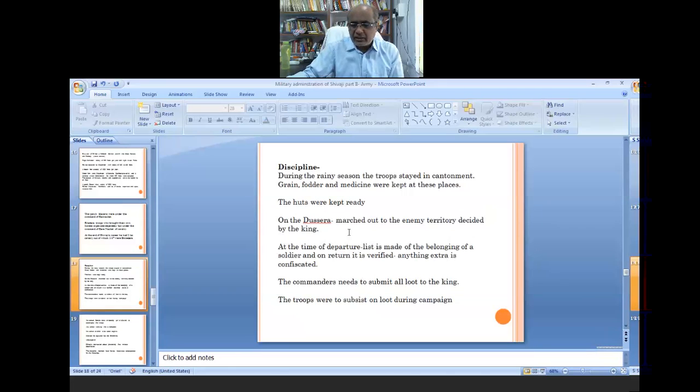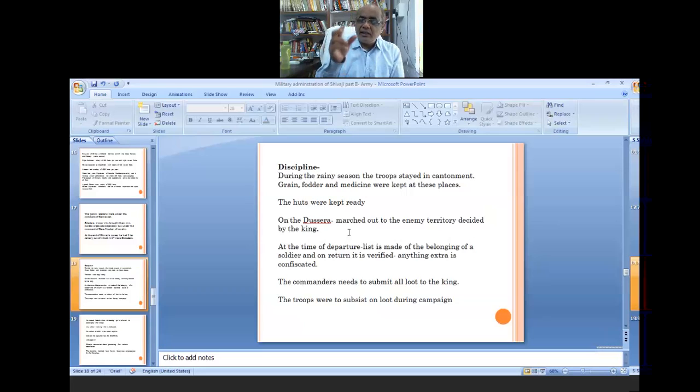One important factor of Shivaji's army was iron discipline. He was very strict about discipline, and during the rainy season the cavalrymen generally stayed in cantonments where grain, fodder, and medicines were kept. Huts were kept ready for them, and they spent most of the rainy season in those cantonments. And on the day of Dashera, which was considered an auspicious day, they marched out to enemy territory as directed by the king.